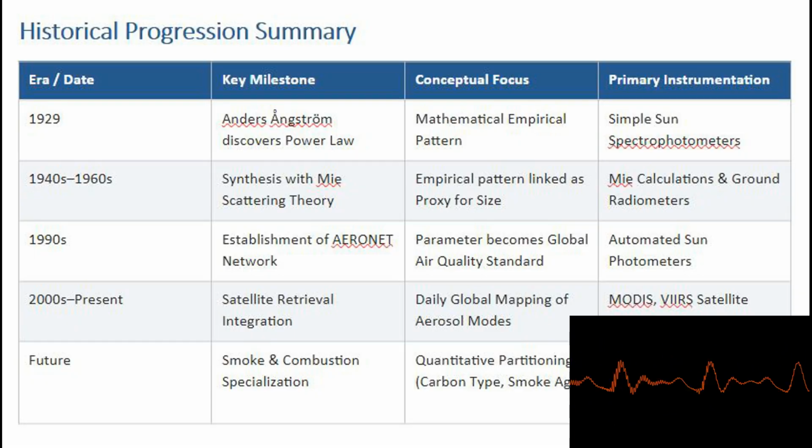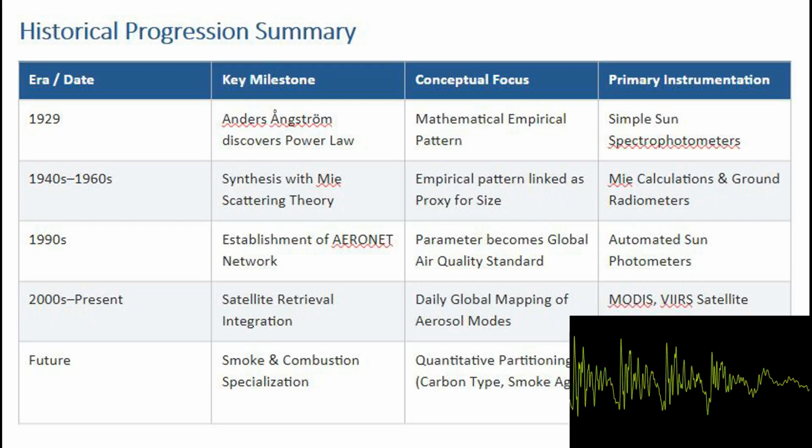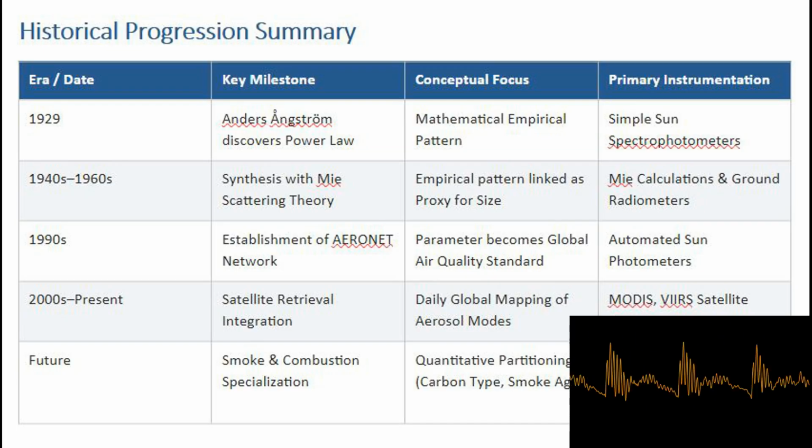In the 1990s, NASA's Aerosol Robotic Network, AERONET, standardized multi-wavelength sun photometer measurements globally. Beginning in the 2000s, satellite instruments, MODIS and VIIRS, adopted derived Angstrom exponent products to distinguish fine industrial pollution from coarse dust on a global scale. Modern research also utilized the spectral curvature, the second derivative of alpha across wavelength pairs, to detect bimodal particle distributions.